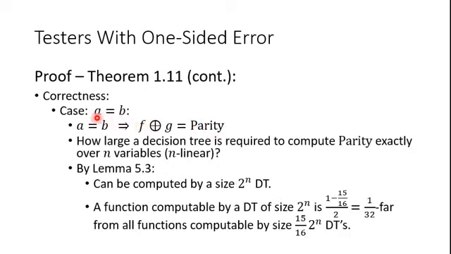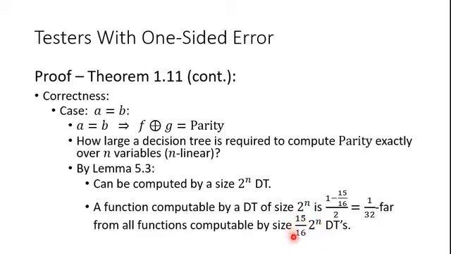So now let's continue with this case where a equals b, where we just saw that f XOR g is exactly the parity function. So how large a decision tree is required in order to compute parity exactly over n variables, meaning it's n-linear? By Lemma 5.3, which we recently saw, we know that an n-linear function can be computed by a size 2^n decision tree. We also know by this same lemma that a function computable by a decision tree of size 2^n is (1 minus alpha) divided by 2 far from all functions computable by size alpha times 2^n decision trees.